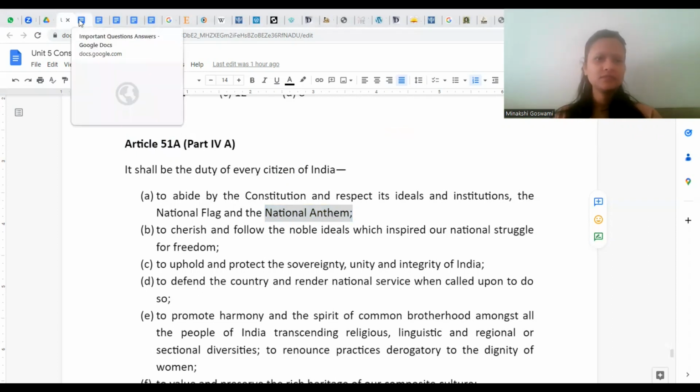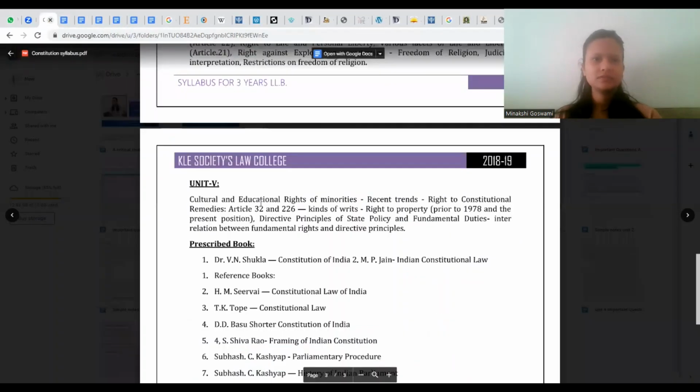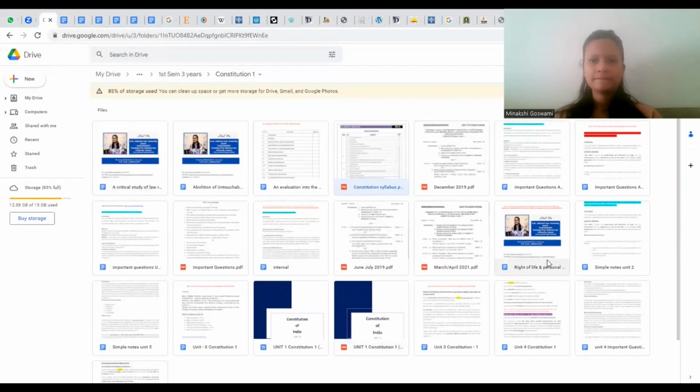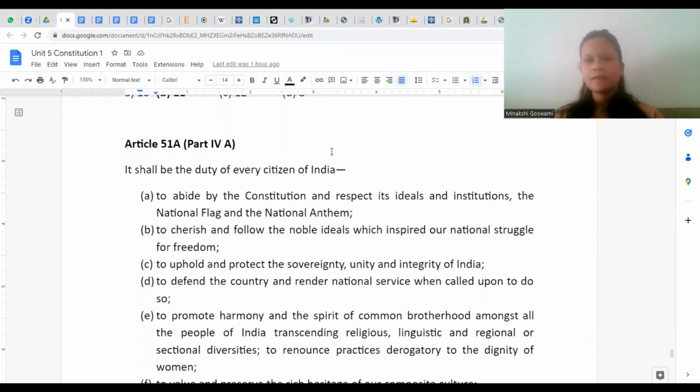In a school, students of a certain religion were not singing the national anthem. Because of that, the school suspended those students. In that case, it cannot be that a case would be filed as a violation of Article 51A, Clause A. It cannot be like that. But for disrespect to the national anthem, we have a legislation under which a case was filed.